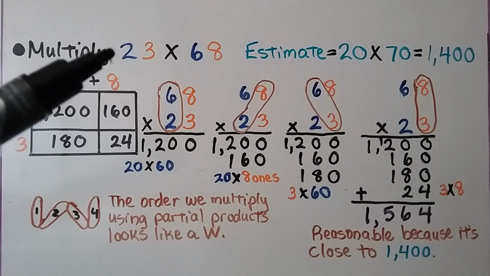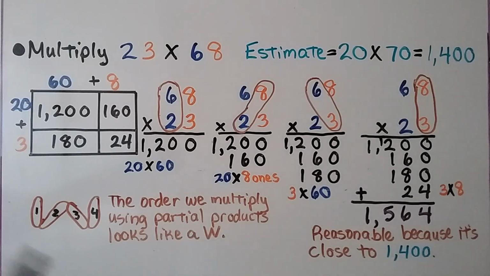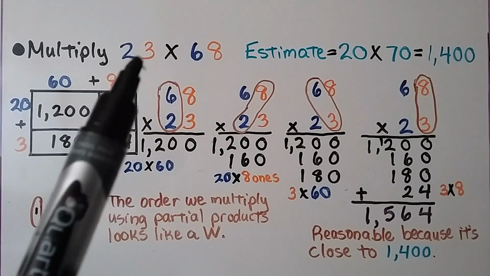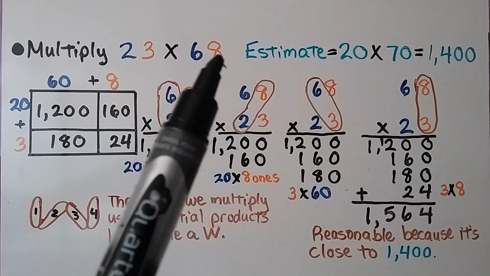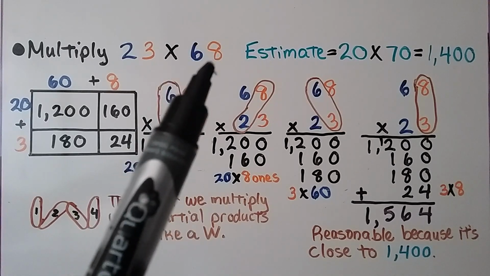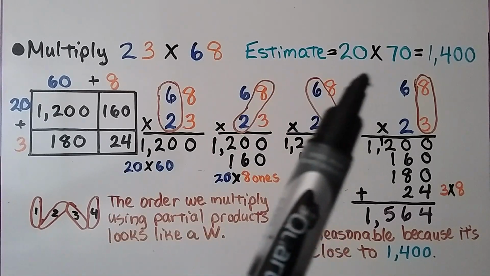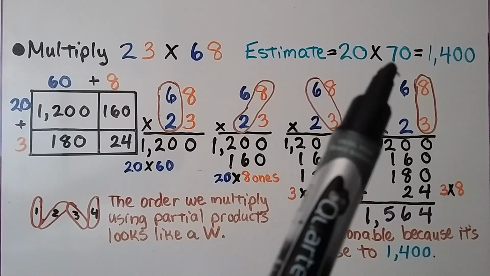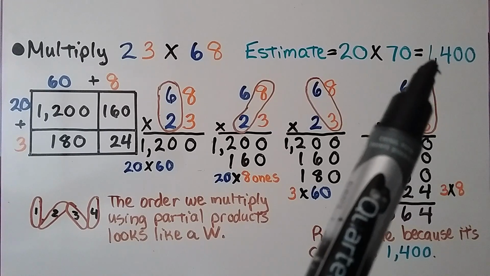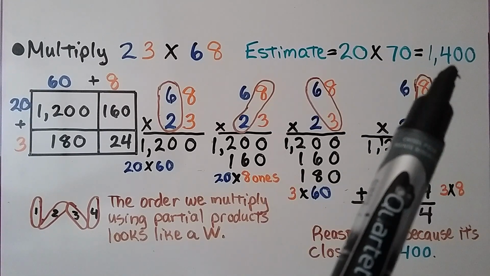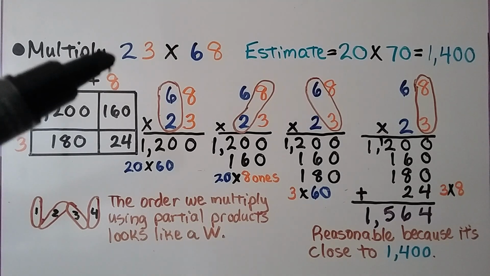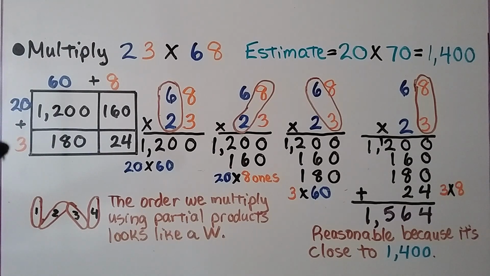We need to multiply 23 times 68. We do an estimate. The 3 tells the 2 to stay the same, and it becomes a 0, so we have a 20. The 8 tells the 6 to go up to a 7 and becomes a 0. We have 70. We multiply 20 times 70. We have a 2 times a 7. That's a 14. We have 2 zeros in the factors, so we have 2 zeros in the product. So we have 1,400.